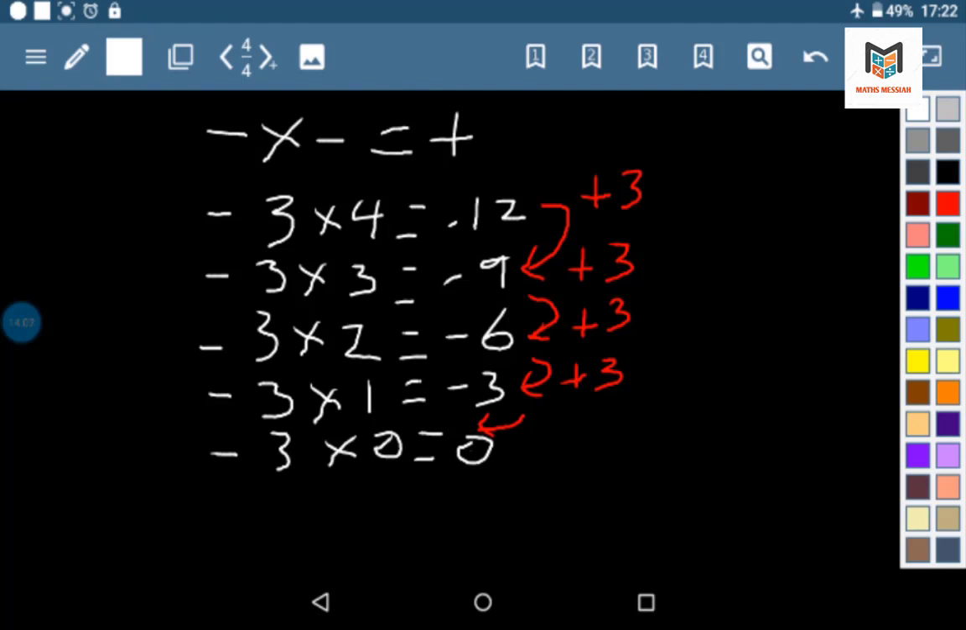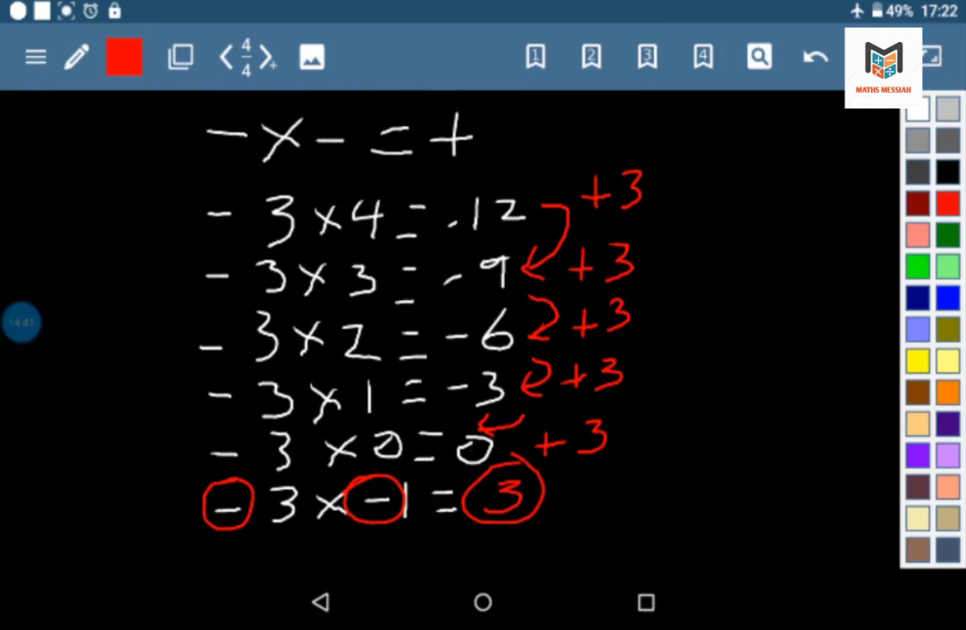So let us continue with our pattern. If you have negative 3 multiplying negative 1, then it means that we are going to add 3 to 0, and that one will give us what? 3. So we have our positive number now. That is why when you multiply a negative number by another negative number, you get a positive result.